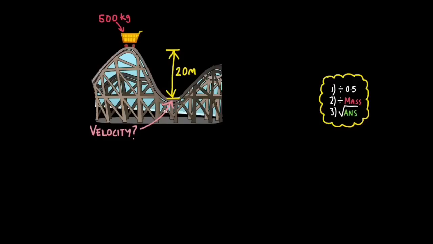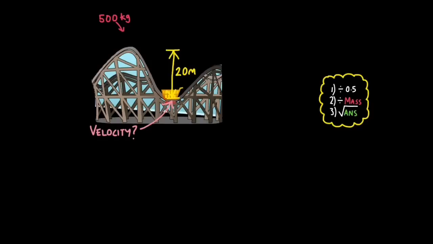So imagine this setup. You have a roller coaster and you have your cart at the top. The cart weighs 500 kilograms. And what I want to know is, what's the velocity of the cart by the time it reaches the lowest point of the roller coaster? You're given everything you need to know. You know the height of the drop. You know the mass of the cart.